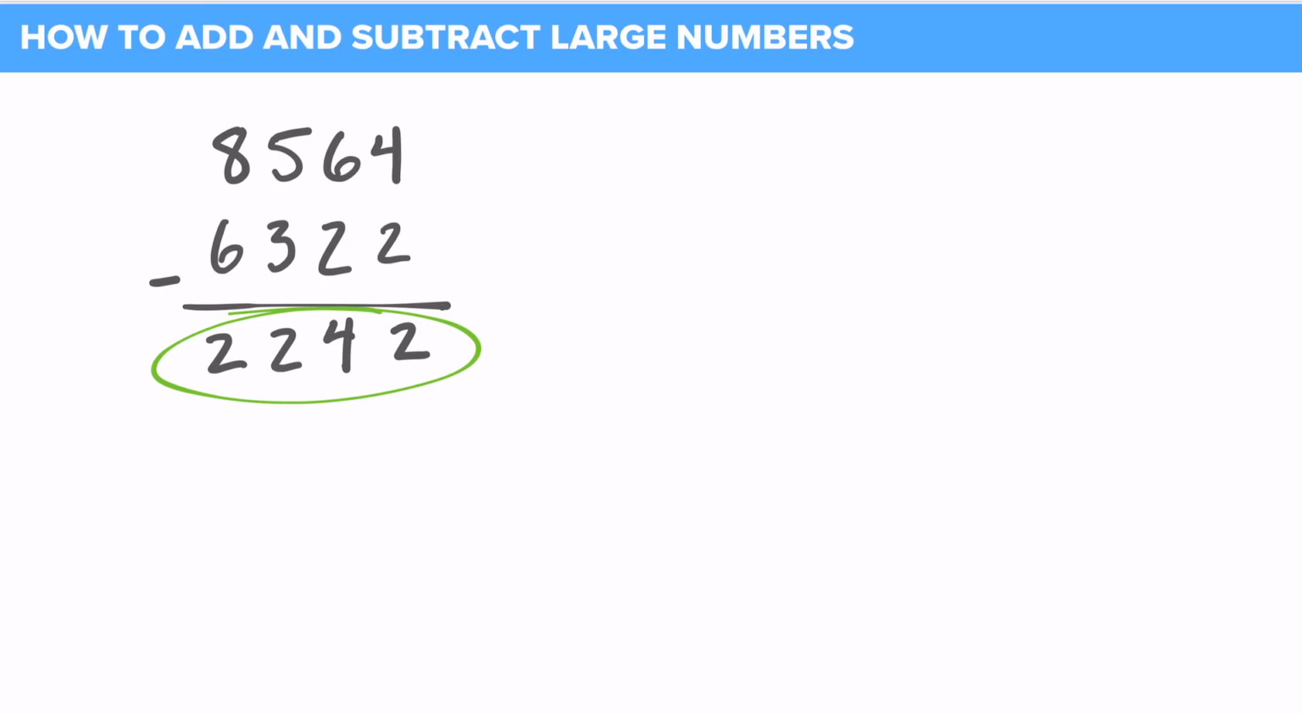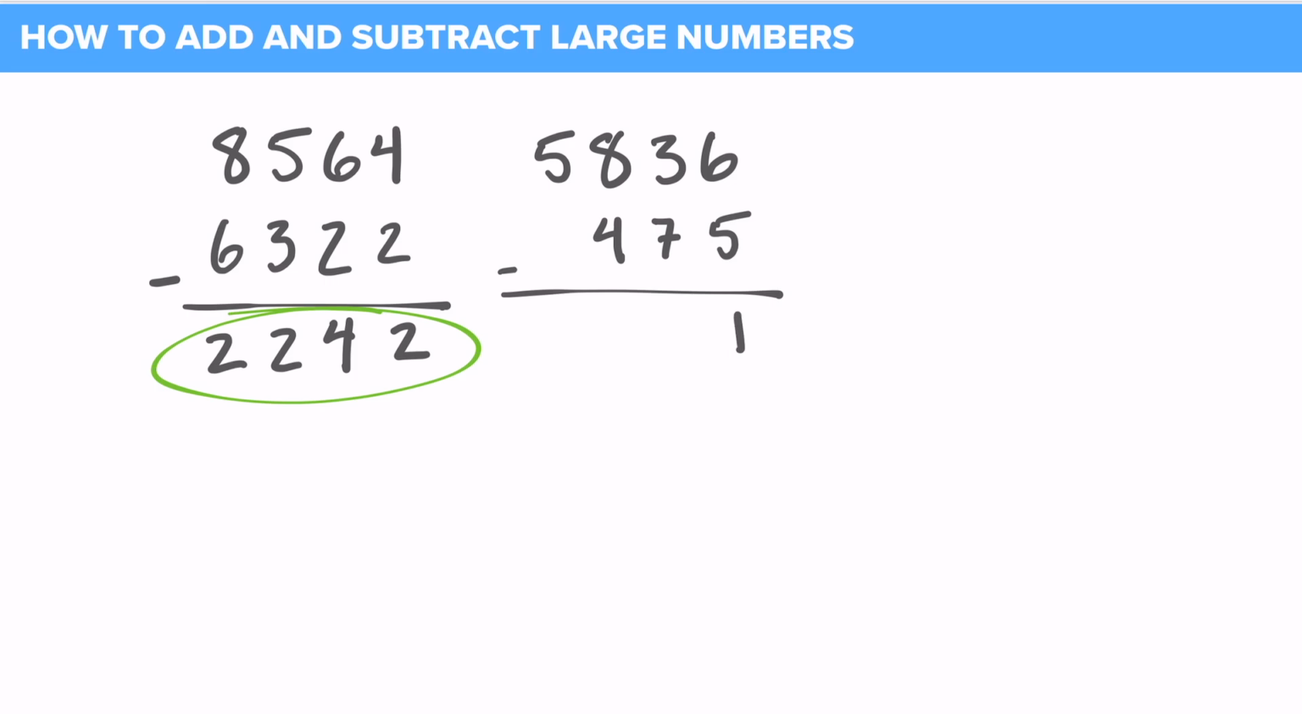What if it was 5,836 minus 475? How would we do this? Well, we're going to start off just the same, right? 6 minus 5, that's 1. But now what I have is 3 minus 7. And if you know, that's actually equal to -4. So we have a little bit of an issue here. We're going to do something kind of fancy, but not super complicated.